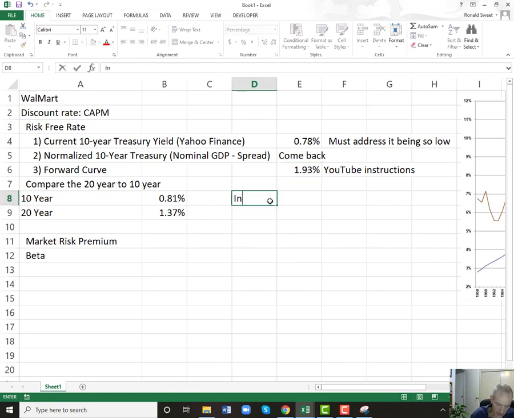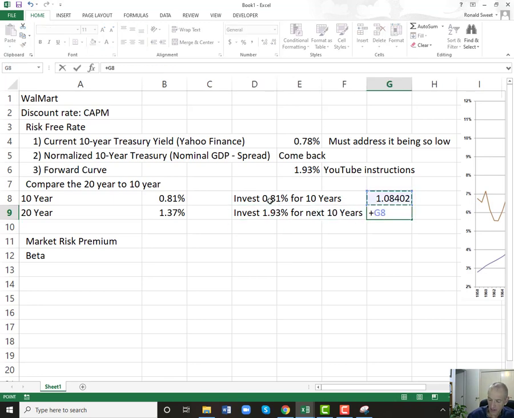What does that mean? If we invest at 0.81% for 10 years, what would we have at the end of that? 1 plus 0.81% raised to 10. At the end of 10 years, we'll have that. Then we're going to invest at 1.93% for the next 10 years.